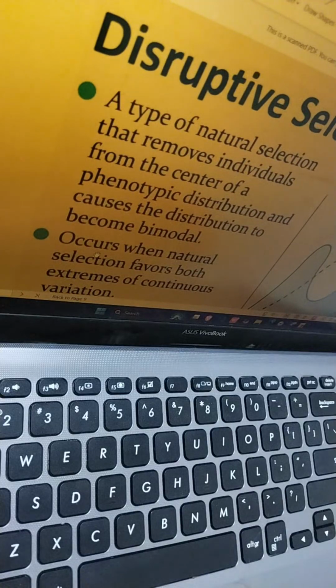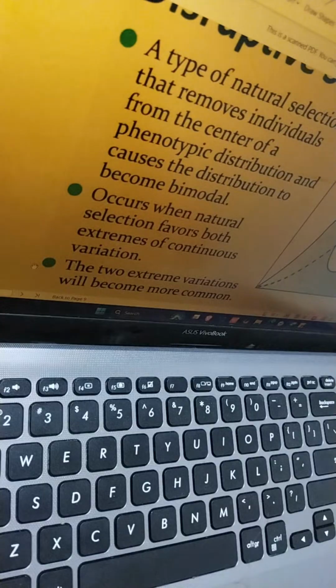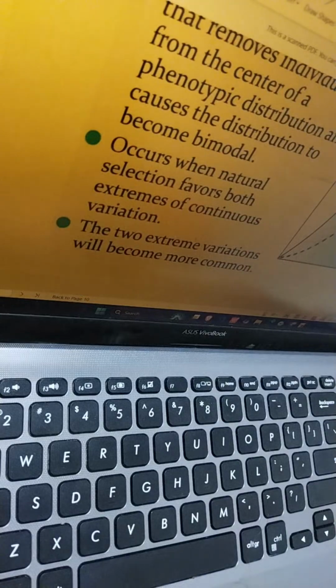Then comes disruptive selection. What is disruptive selection? A type of natural selection that removes individuals from the center of a phenotypic distribution, causing the distribution to become bimodal. It occurs when selection favors both extremes of continuous variation. The two extreme variations will become more common.